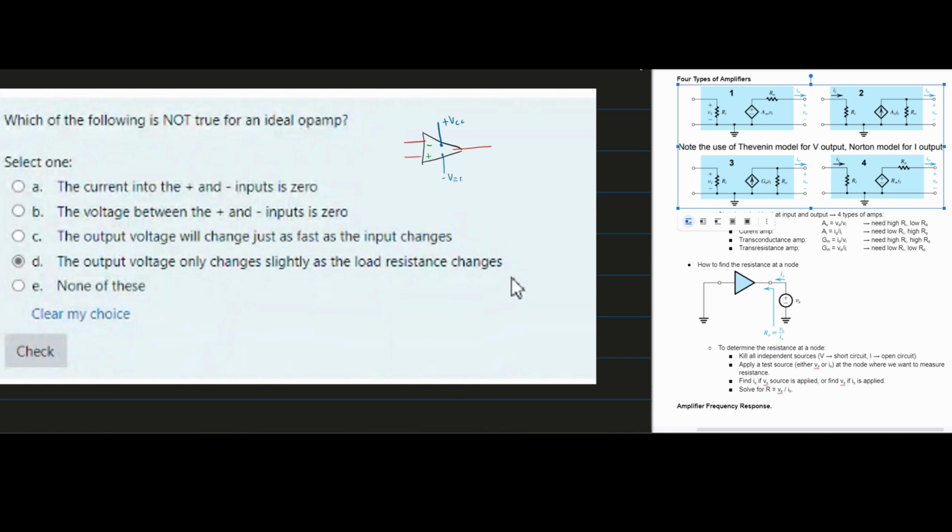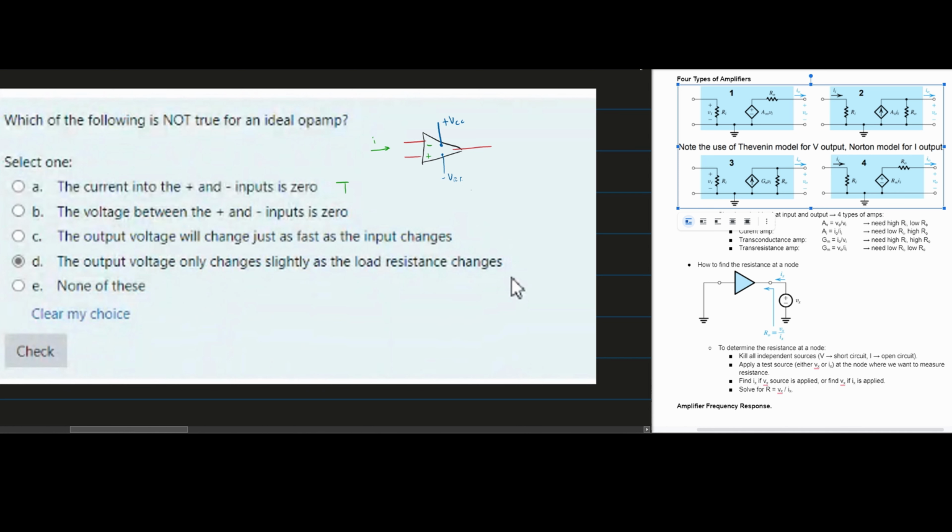Well, we know that current flowing into our op-amp is non-existent. So current does not flow into our op-amp. It flows around it when we have other parts of our circuit, but it does not flow into it. So the currents flowing into the positive and negative inputs is 0. This is true. Next, we have the voltage between the plus and minus inputs is 0.